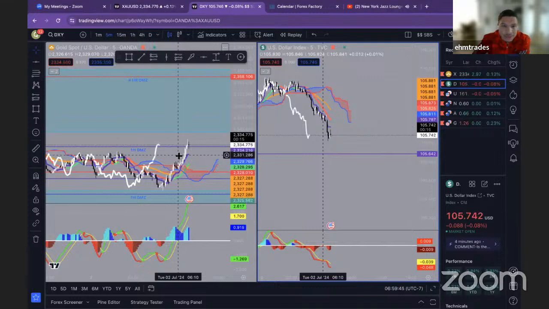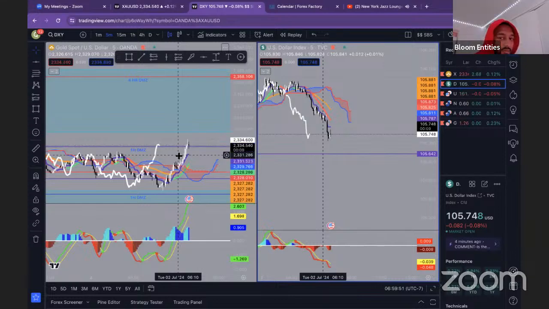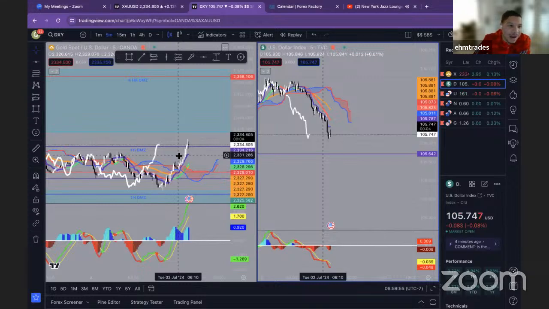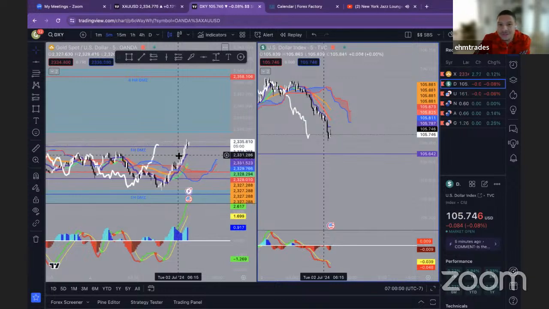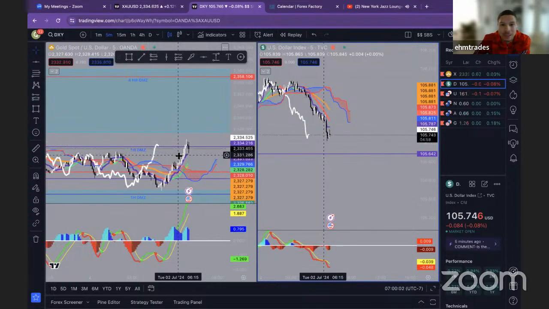So that's the type of entry I like to take on news, especially prior to news. But I still want price to go fill that area of imbalance. So I'm waiting to hit this buy button if price wants to do that. Of course, and there it goes. Let's see.